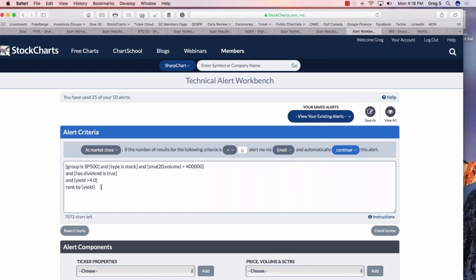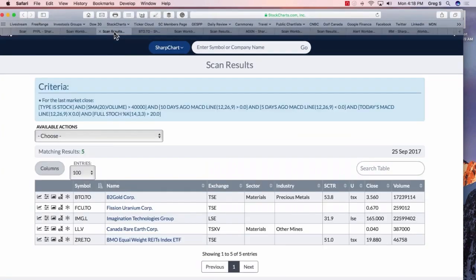Now, one of the things you might add on to this scan, again, you're going to have to put it above the rank by line, but you might want to add that stuff about looking for a new 55-day high. So go back to one of those other scans that we had up here before, and we're just going to try and quickly grab one here.